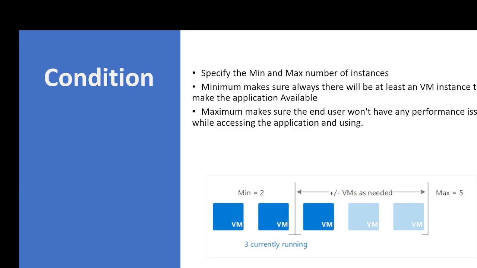Okay, you see, in order to trigger that, you should have some conditions. You have to specify what is the minimum and what is the maximum number of instances there should be. Okay, so minimum, make sure there will always be at least one VM instance to keep the application available. Minimum means there should always be one application server. Maximum, you can define as much as you want.